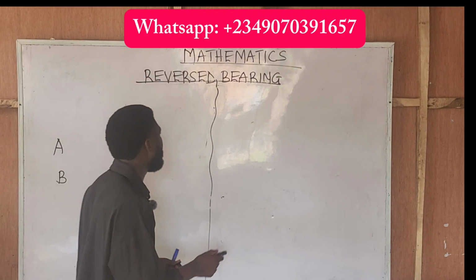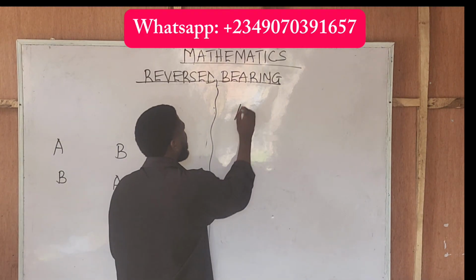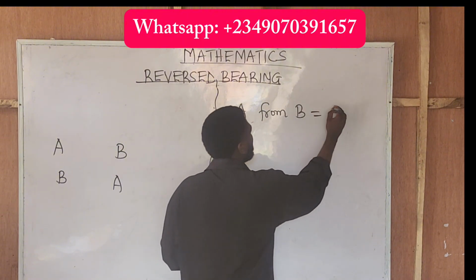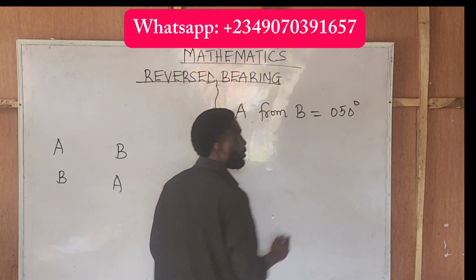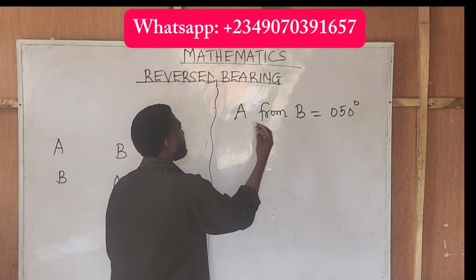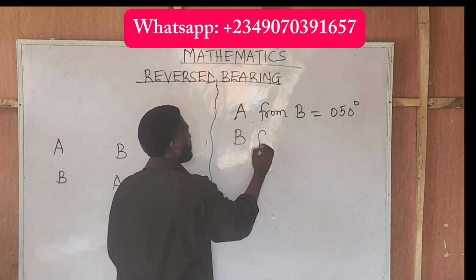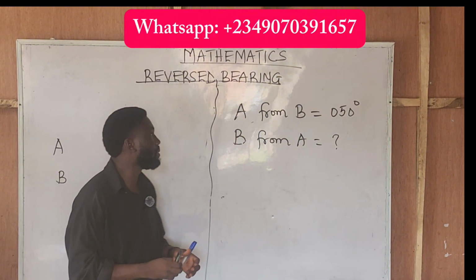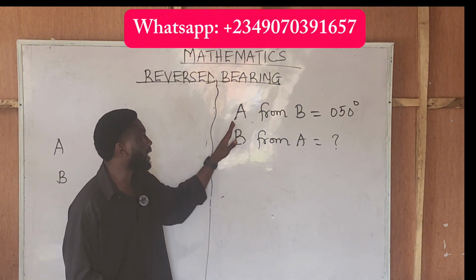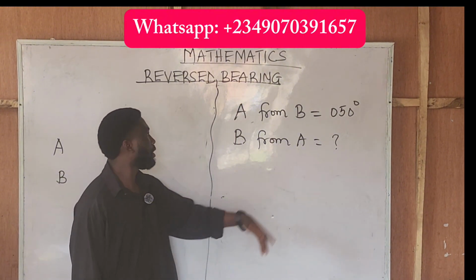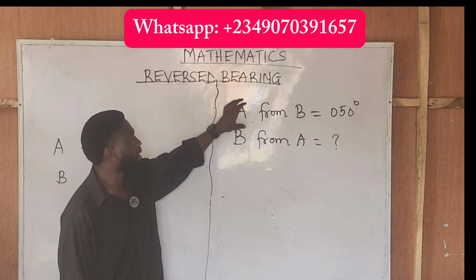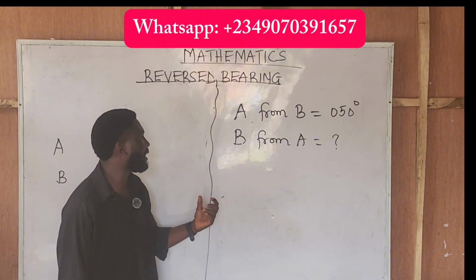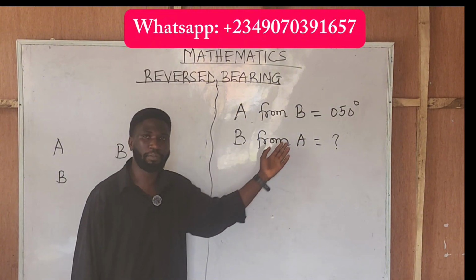Question 1: let's say that the bearing of point A from point B is 50 degrees. The question says, what is the bearing of B from A? You can see that this involves 2 points, A and B. So the question says that the bearing of point A from B is 50 degrees. Now, what is the bearing of point B from A?